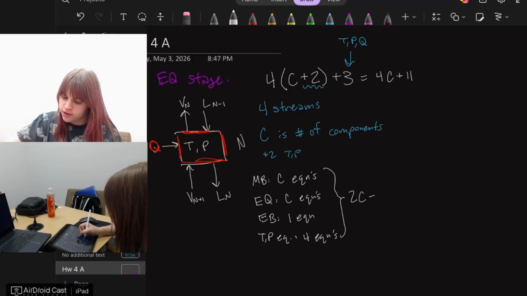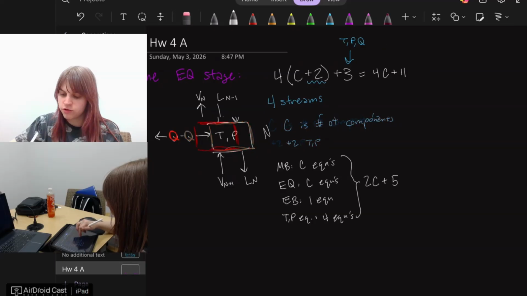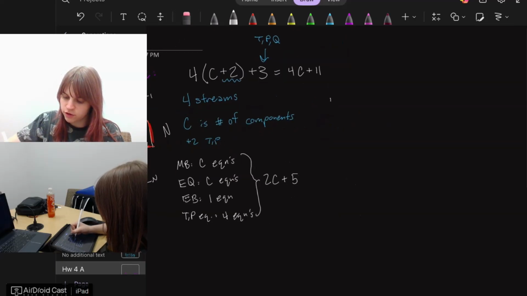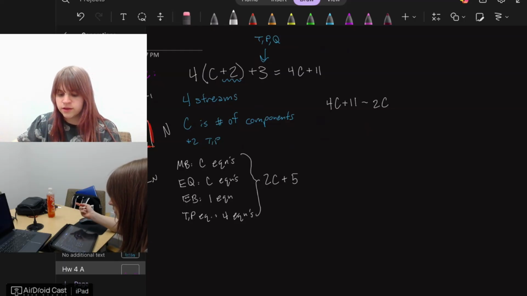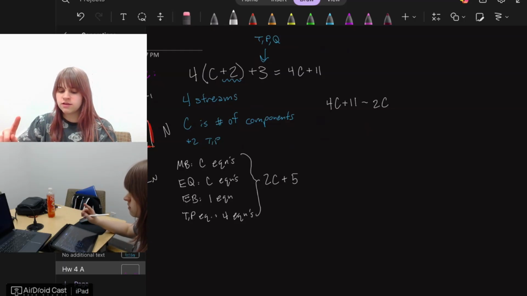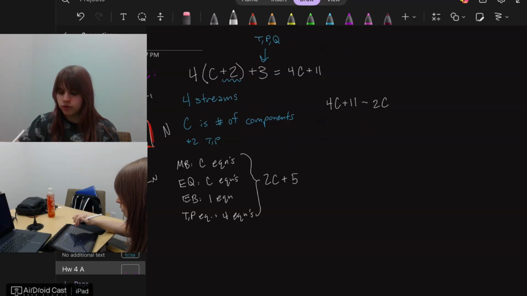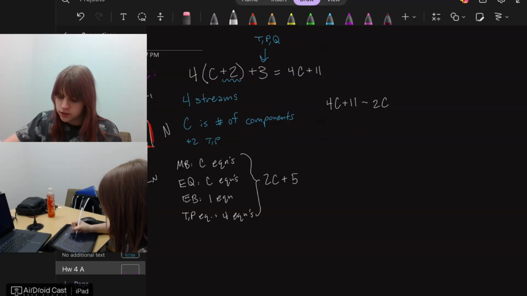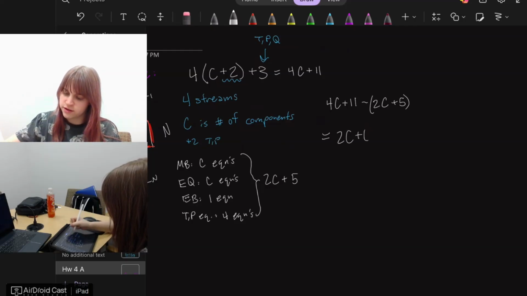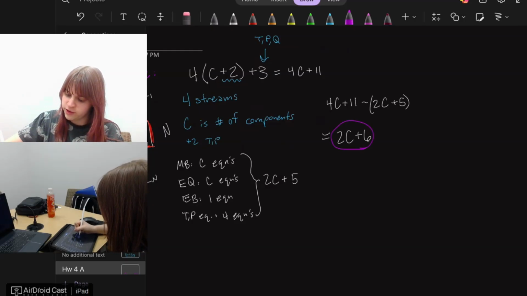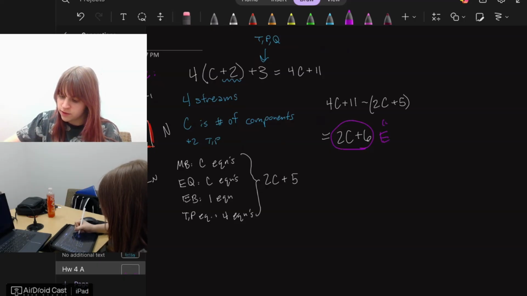So this gives us 2C plus 5. To get our degrees of freedom, we take our 4C plus 11 and we subtract what we're restrained by. So we're restrained by our material balances, the equilibrium, the energy balances, and the temperature pressure equilibrium. So we need to subtract 2C plus 5, and that gives us 2C plus 6 for one equilibrium stage.